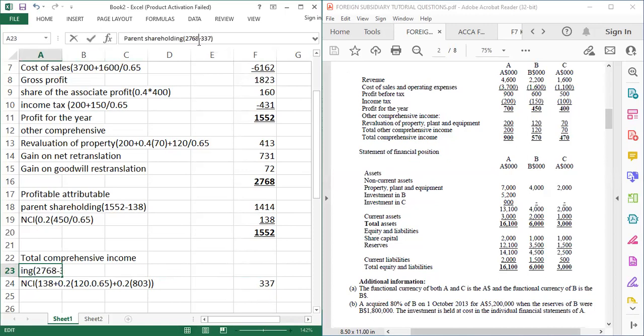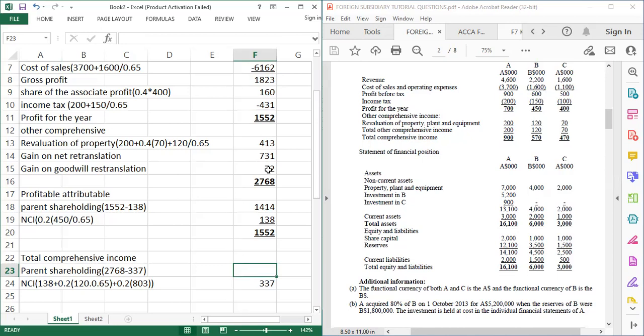Two seven six eight. Please, the 803, which value is that? The 803 is the total translation gain. So 731 plus 72. So NCI also has a share, because the NCI is also part of the owners of the subsidiary, and this gain is resulting from the subsidiary. So NCI also takes 20% of the gain. Are you okay now? Yes, thank you.